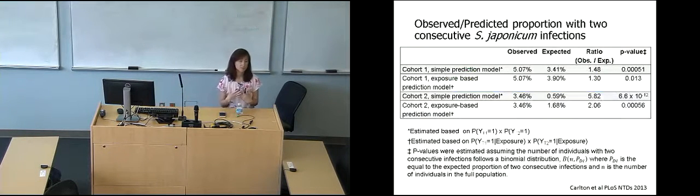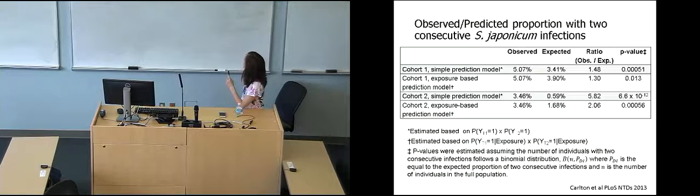So if this observed to expected ratio is 1, there's no extra infections. If it's less than 1, there's perhaps some evidence of acquired immunity. And if it's greater than 1, we're seeing that some people are repeatedly testing positive. And in fact, that turned out to be the case.